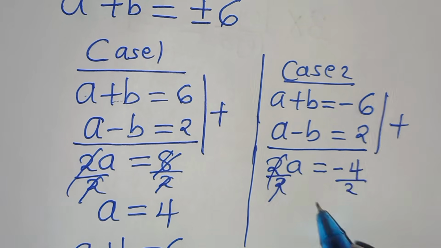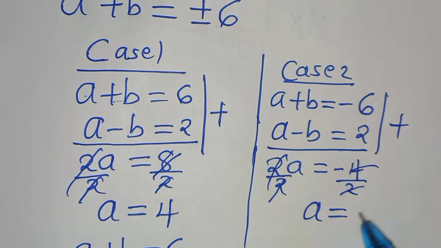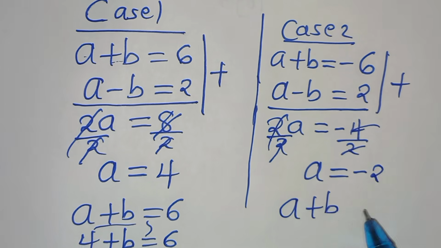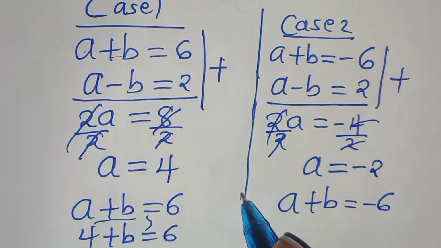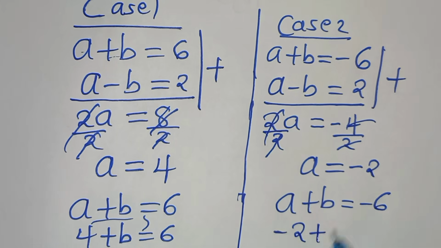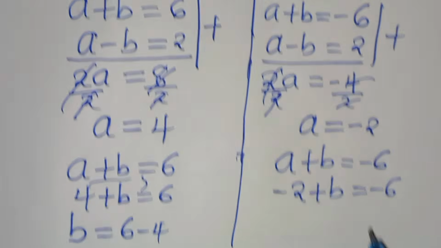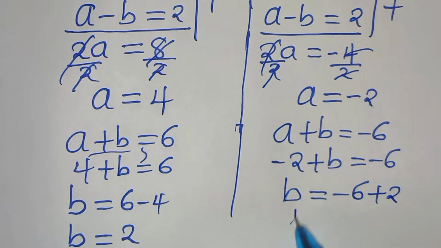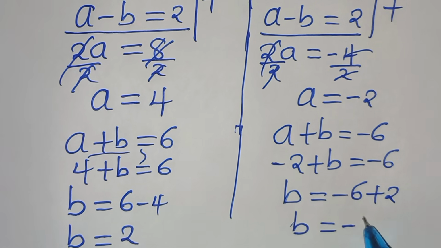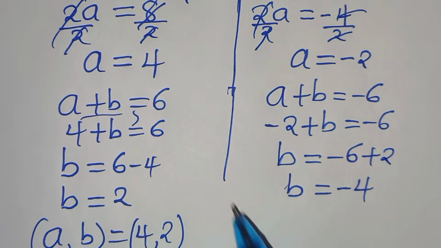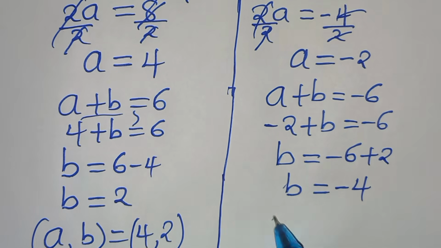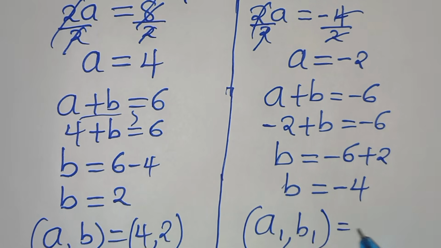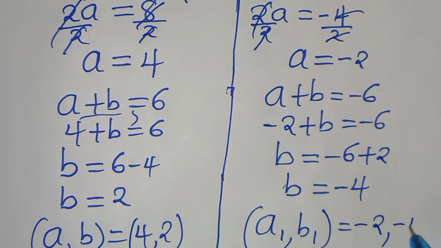And this means that the value of a is equal to negative 2. Now, this means that a plus b is equal to negative 6. So we have negative 2 plus b equals negative 6, which means that b is equal to negative 6 plus 2. And therefore, b is equal to negative 4. Now, in case 2, we have that (a1, b1) is equal to (negative 2, negative 4).